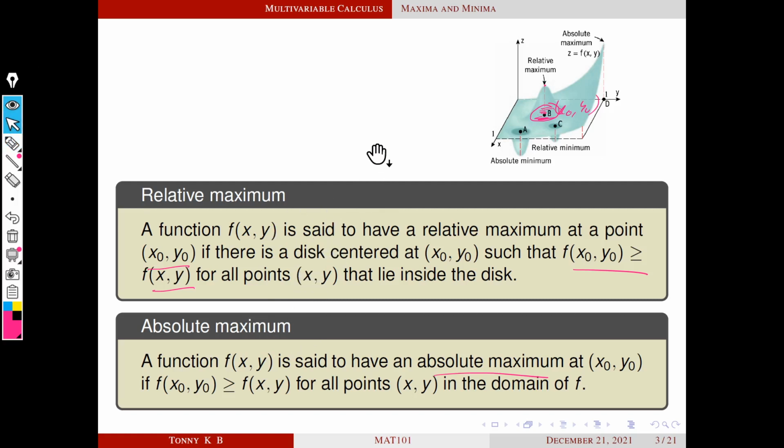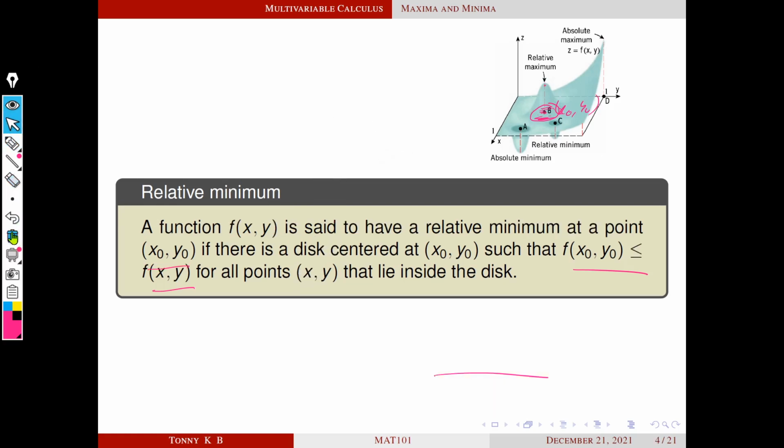Okay. Similarly, we can define our relative minima. What is relative minimum? A function f(x, y) is said to have a relative minimum at a point. Suppose you consider this point (x0, y0), and it is clear that this is a relative minimum. This is the formal definition. There exists a disk centered at this point, such that f(x0, y0) is less than or equal to f(x, y) for all the points (x, y) that lie inside the disk. Clear? Then we can say that this point is comparatively minimum. That is called a relative minimum.